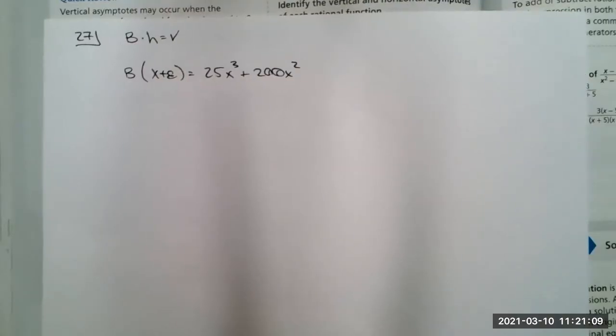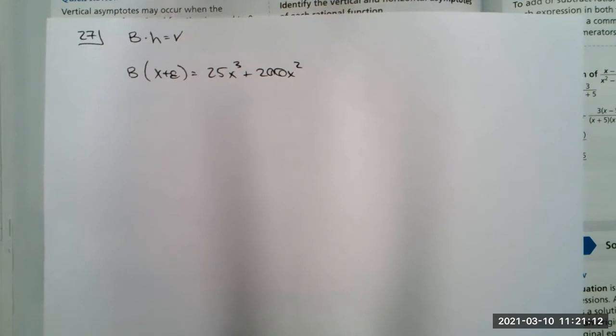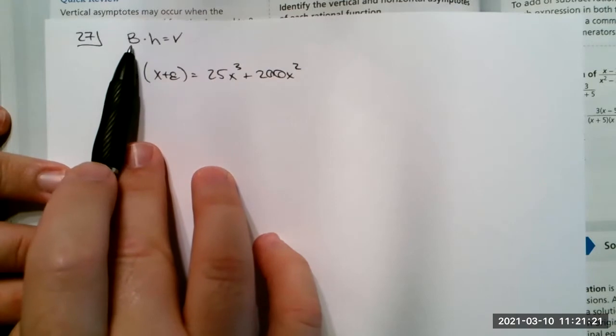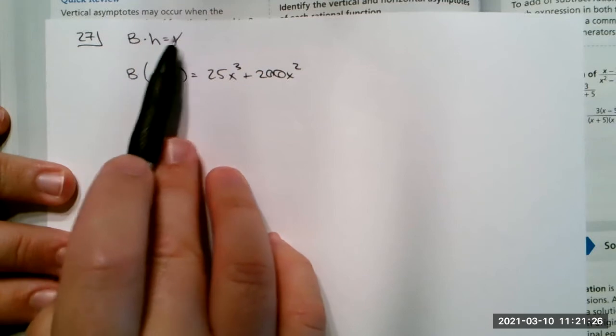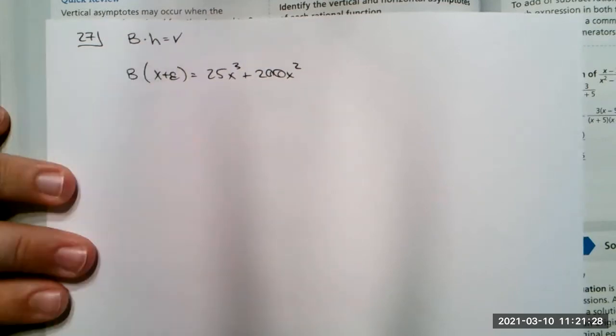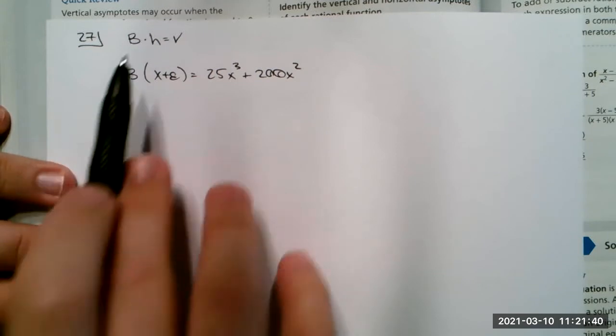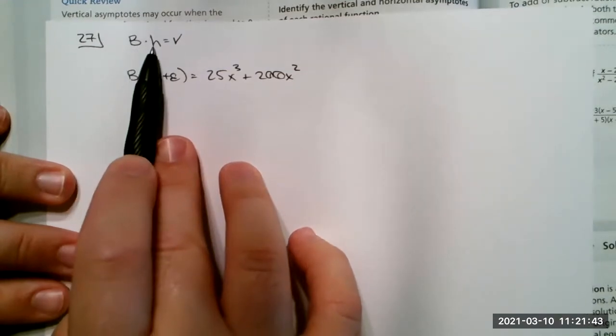So for 27, I went ahead and set this up. It's talking about volume, so we know that length times width times height is my volume. The way I wrote it is the area of the base, length times width, times my height is volume. They're telling me that my base is a square, so I know that both my length and width are the same exact value. We'll deal with that later though. So I've got the area of the base times height equals volume.